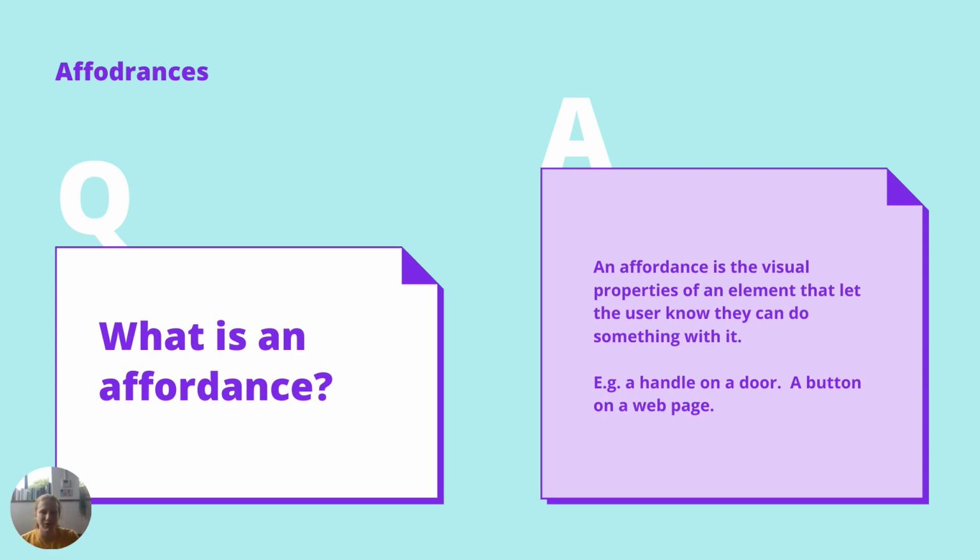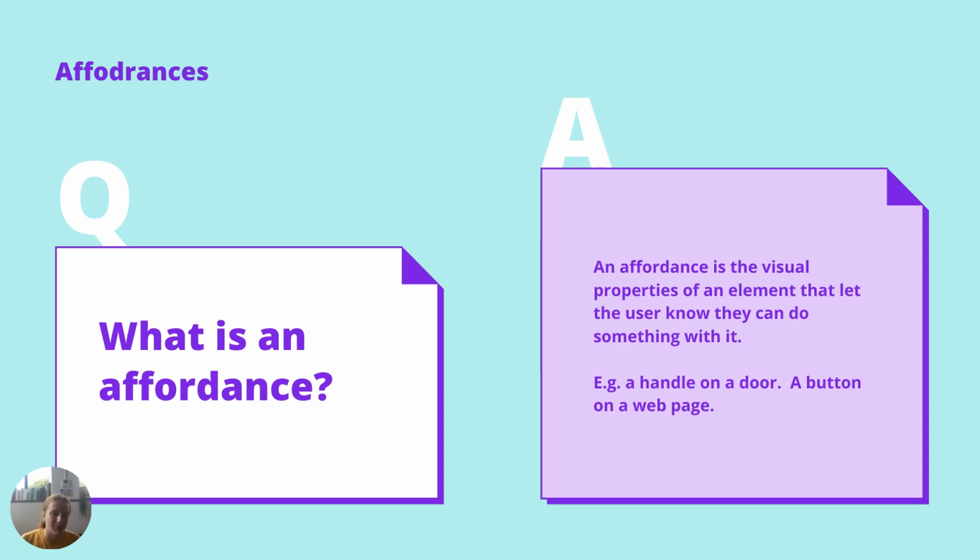An affordance is a visual property of an element that lets users know they can do something with it. Affordance is broader than just UI design on a screen. A classic example is a handle on a door. If you just saw a wall there, you probably wouldn't know that you could open it. But because there's a handle, you can grab it and open the door easily, and it's also a visual language that lets you know it is a door rather than just a wall. And I suppose an equivalent of that is a button on a web page.